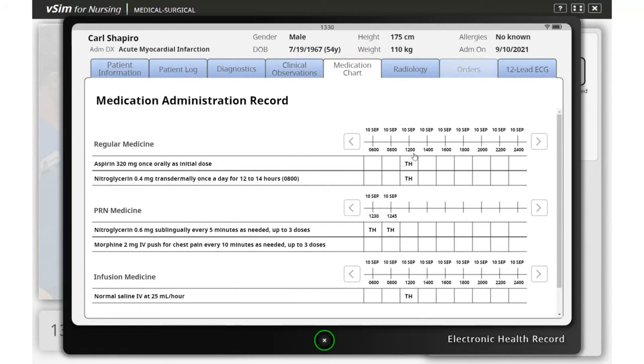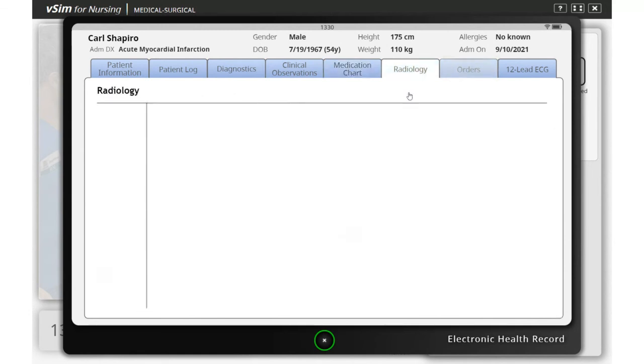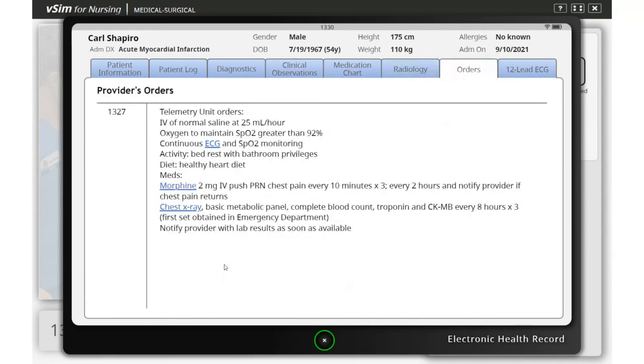And then here we've got the med record. So it's basically telling us that aspirin was given at 12 o'clock, nitro was given at 12 o'clock. The patch was applied, and he is able to get PRN nitro. It looks like he had it a couple of times here, and then currently has IV normal saline running at 25 mils an hour. We've got some radiology. So if he did require any radiology done, the reports would be here. We also have the orders.